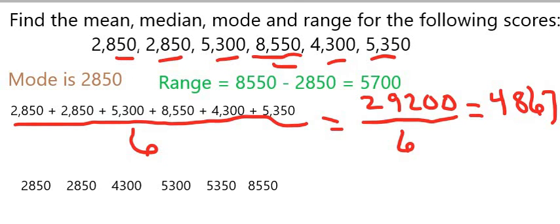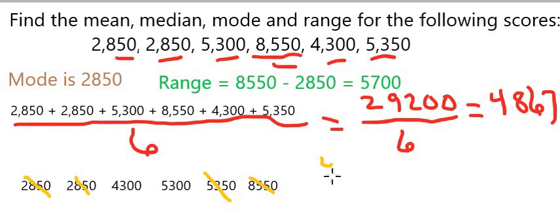So the key then to find the median is we cross out the largest one and cross out the smallest one at the same time. So we've got to go back and forth. So 2850 cancels out with 8550. 2850 cancels out with 5350. Now the problem is when you have 2 numbers here, when you start out with an even amount of numbers, the median is found by averaging the middle 2 numbers. So I need to take those 2 numbers and find the average of them.